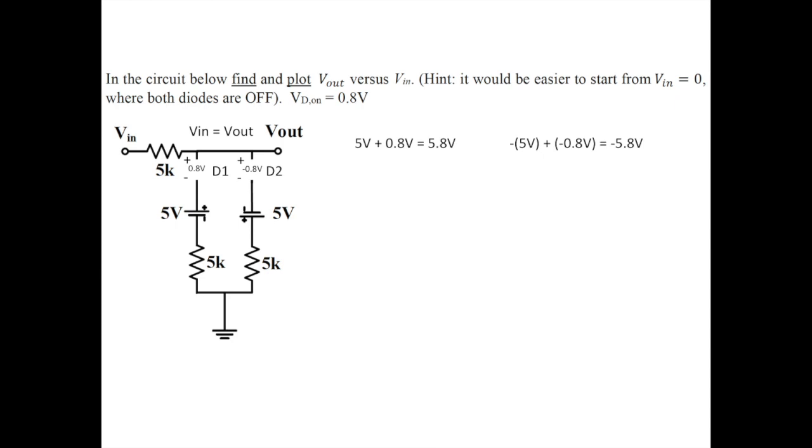Now let's consider D2. We have another 5 volt voltage source. However, we can see that it's flipped around, so really it's actually a negative 5 volt voltage source. Now remember that D2 has the opposite polarity of D1 as it's facing the other direction. Therefore, we want the voltage drop to be negative 0.8 volts across D2. Therefore, V in has to be negative 5.8 volts or less than that in order for D2 to turn on.